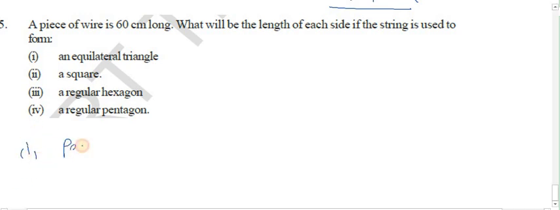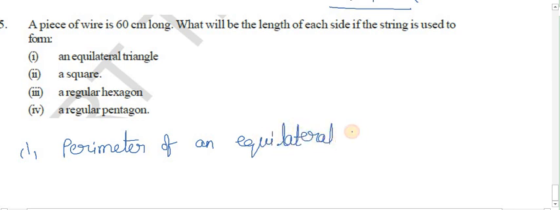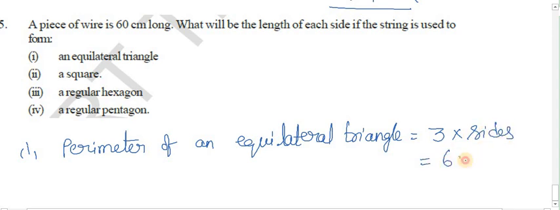So first, what he has given to me is the perimeter of an equilateral triangle. Do you remember, students, what we mean by equilateral triangle? Yes, very good. Equilateral triangle is nothing but all sides are equal. So the formula for an equilateral triangle is 3 into side, because a triangle has 3 sides. That is already given as 60 centimeters.